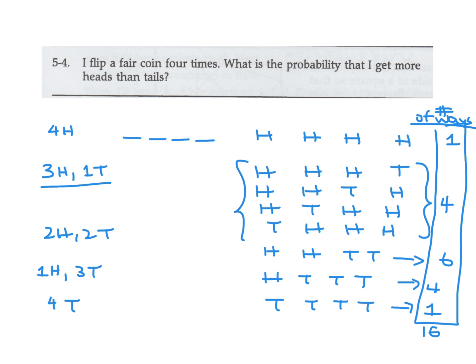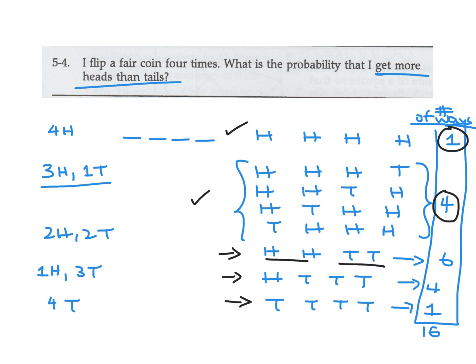But they want that you have more heads than tails. More heads than tails. So which one of those are in that category? This one is, these ones are, but this is not. That's the same number of heads and tails, and this is less heads than tails, and there's no heads there. So it's just this and this that satisfy the criteria of the question. That's 5. So the probability would be those 5 out of the total, which is 16. So 5 out of the 16.